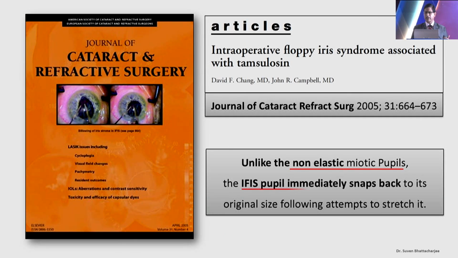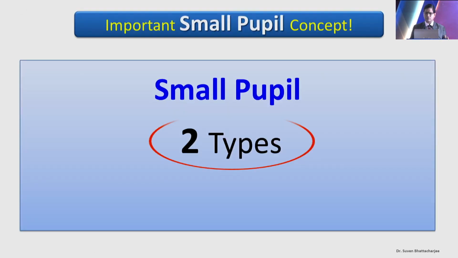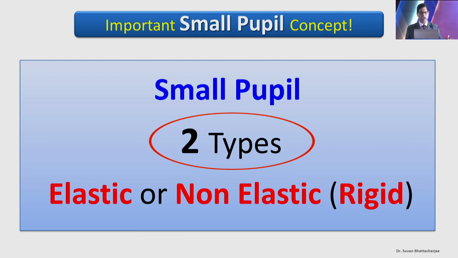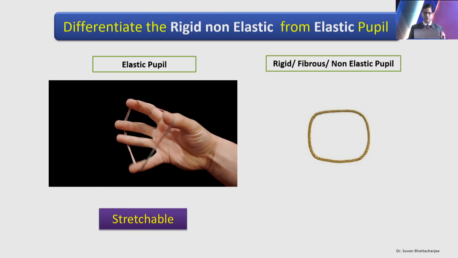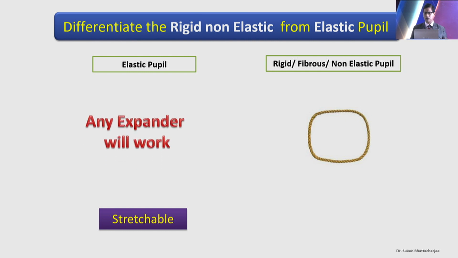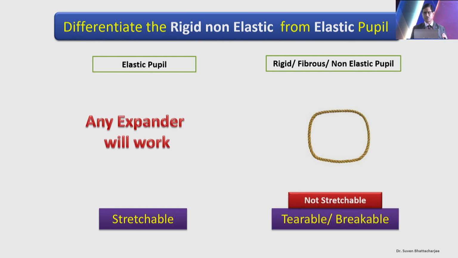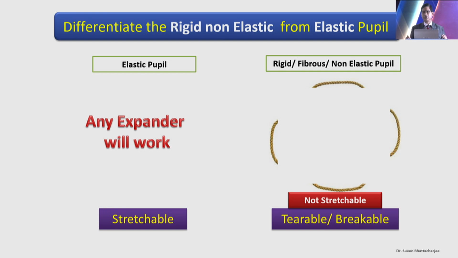This paper by Chang and Campbell in 2005 told us about IFIS, and it said that unlike the non-elastic miotic pupils, the IFIS pupil immediately snaps back to its original size following attempts to stretch it. So small pupils are of two types, elastic or non-elastic. The elastic pupil is like a rubber band. You can stretch it. Any pupil expander will work. The rigid pupil is very much like a string. It's not going to stretch.